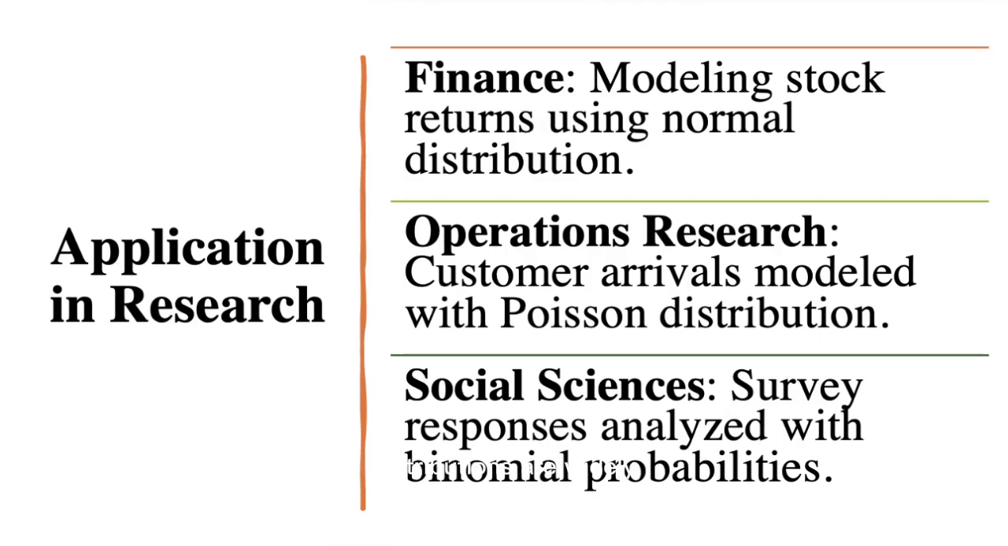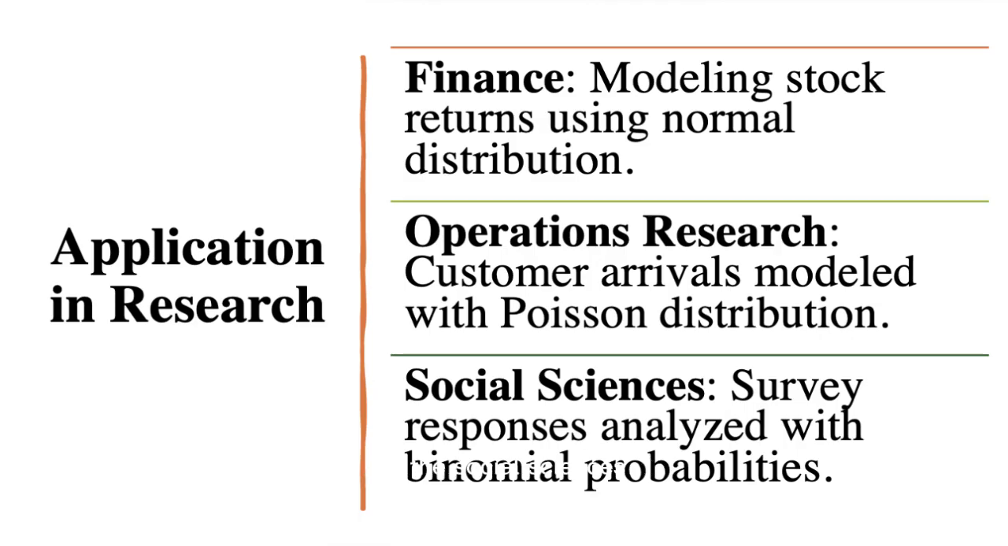How to apply this in research? Probability distributions are widely applied across different fields to model uncertainty and analyze data. In finance, for example, stock returns are often modeled using the normal distribution, as returns tend to cluster around the mean with fewer occurrences of extreme values. In operations research, the Poisson distribution is commonly used to model the number of customer arrivals within a given time frame, which helps businesses optimize staffing, service, and resource allocation.